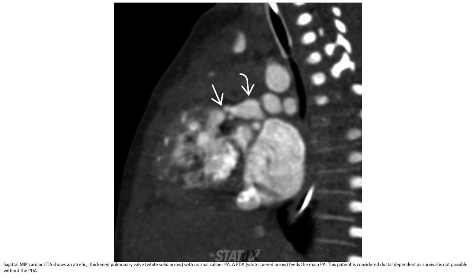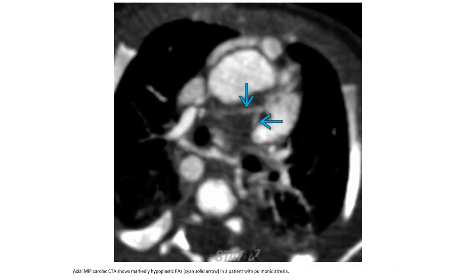MIP cardiac CT of an atretic pulmonary valve with normal caliber pulmonary arteries and a PDA connecting to the main pulmonary artery. This patient is considered ductal dependent, as survival is not possible without the PDA. MIP cardiac CTA shows a hypoplastic pulmonary artery in a patient with pulmonary atresia.